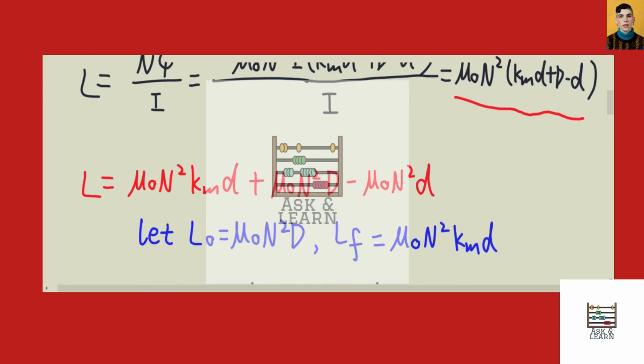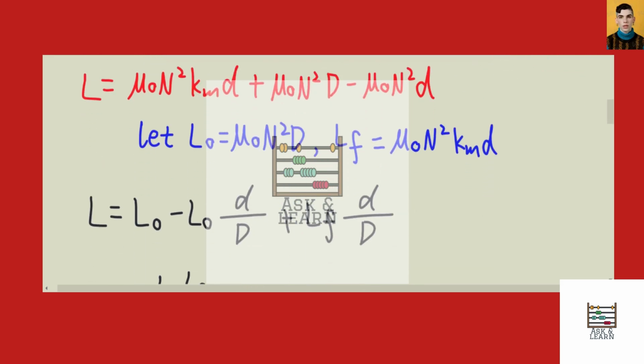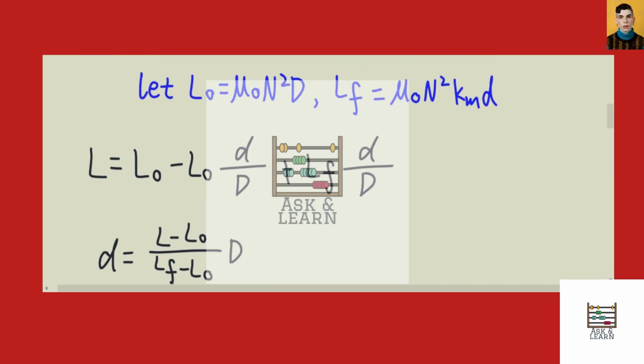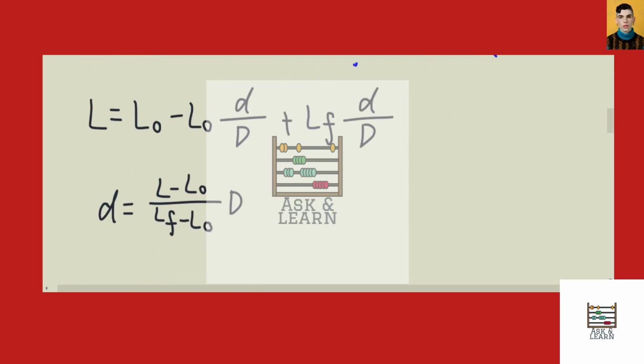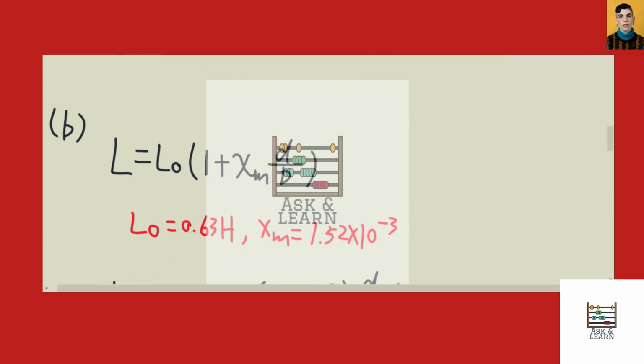So let L0 be equal to mu 0 N squared capital D, and LF be equal to mu 0 N squared Km lowercase d. This will give us L is equal to L0 minus L0 times lowercase d over capital D plus LF times lowercase d over capital D, which will give us the height of the liquid, lowercase d here, is equal to (L minus L0) over (LF minus L0) times capital D.